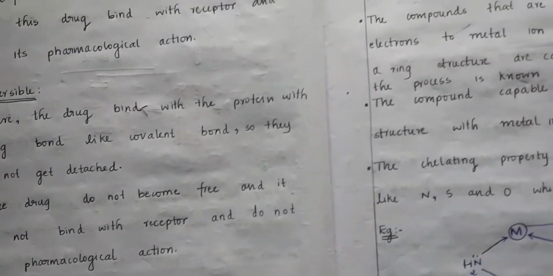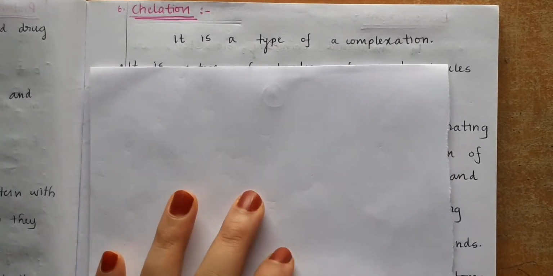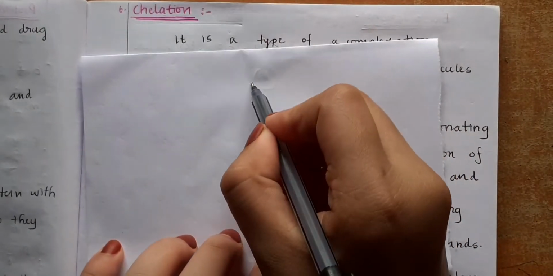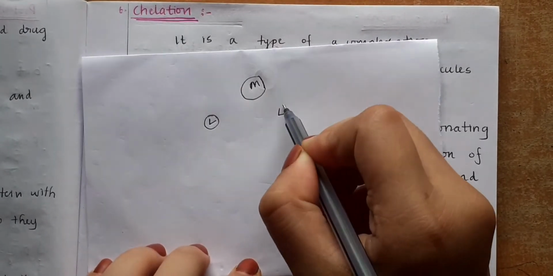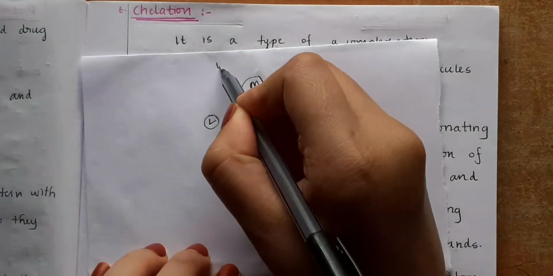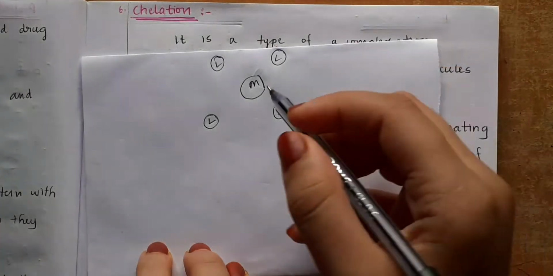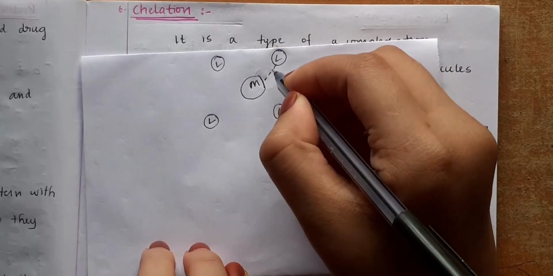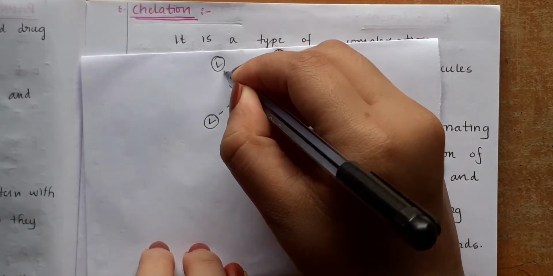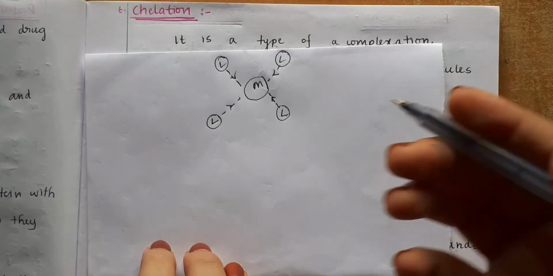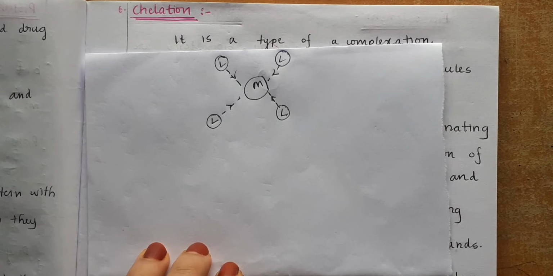So what is chelation? It is the same as bond formation. For example, this is a metal. It has many ligands here. Ligands, and ligands. So this ligand starts to form a bond. The bond is formed. So this way a complex is formed and the process is known as chelation.